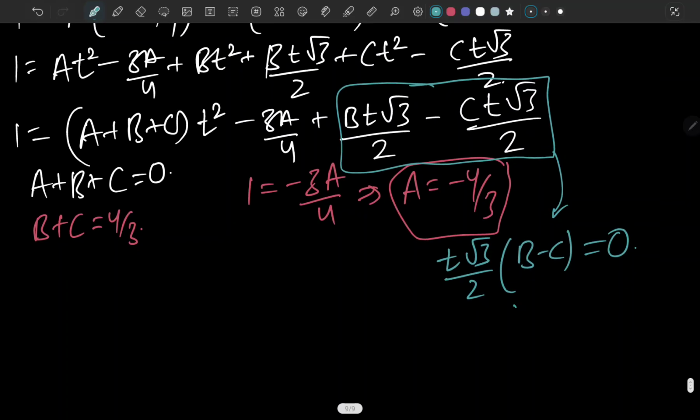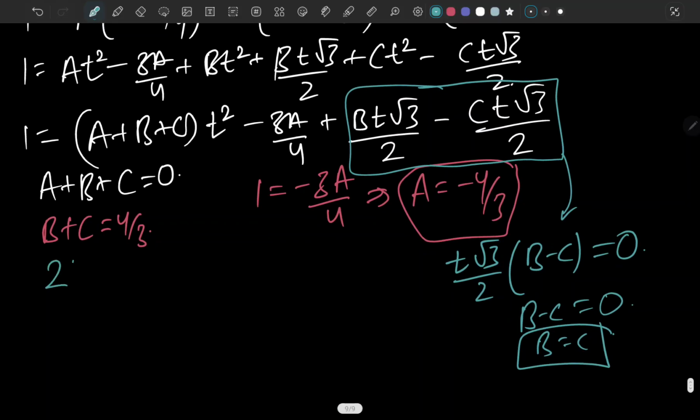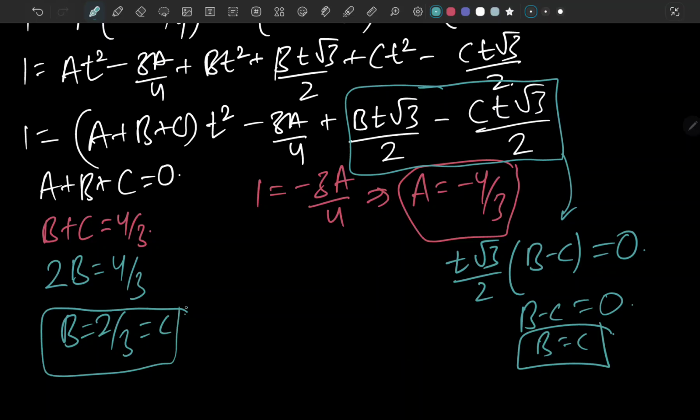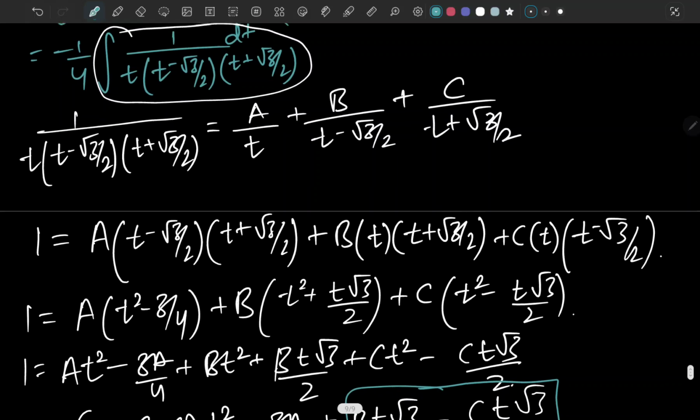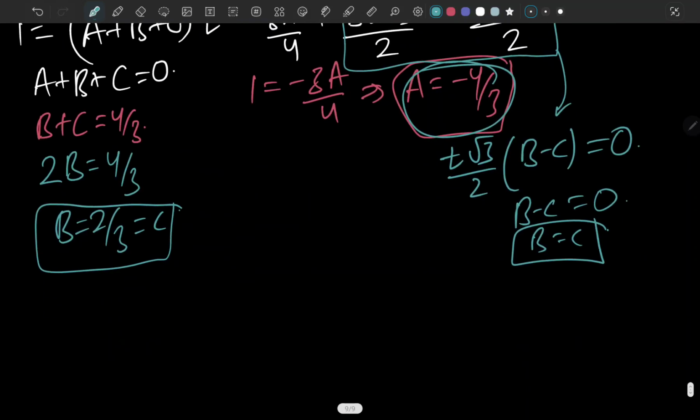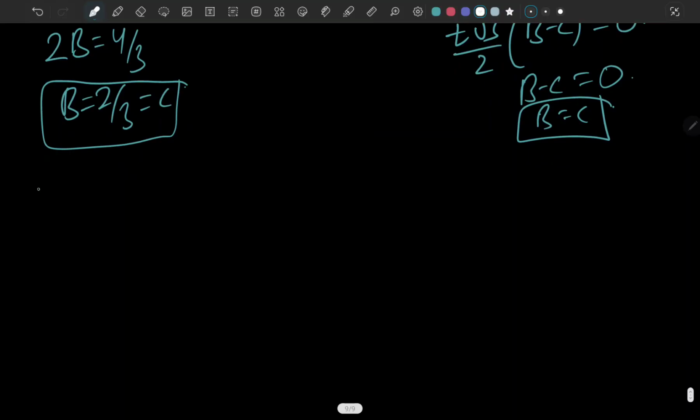So it means that b minus c is equal to 0, right? So b equals c. If I'm just plugging b equals c here, it becomes 2b equals 4 over 3. So b equals 2 over 3, that is equal to c also. So we have successfully evaluated our a, b and c, right? And now we are just going to put all the stuff in our integral along with the negative 1 over 4 as a factor outside.